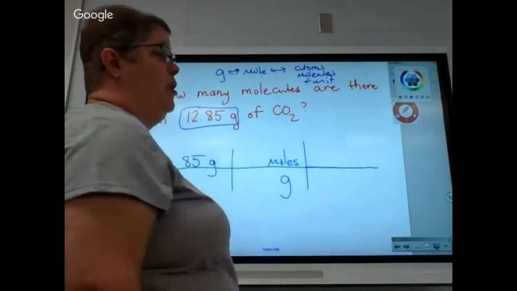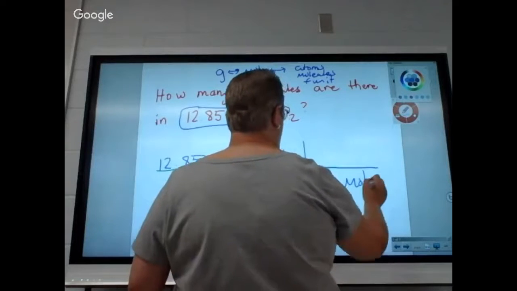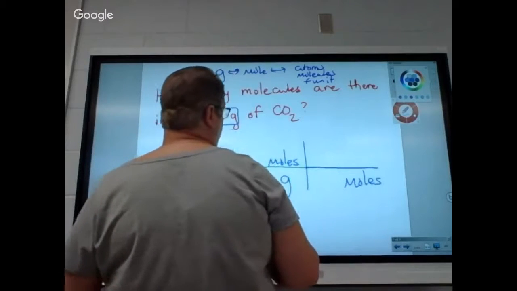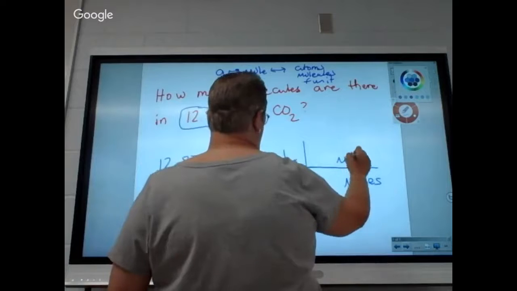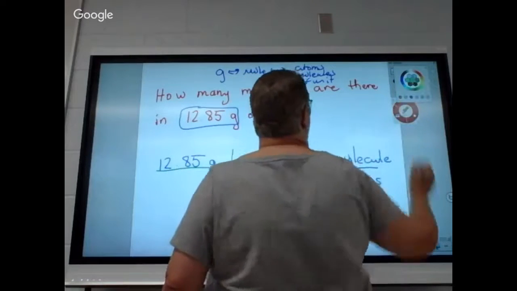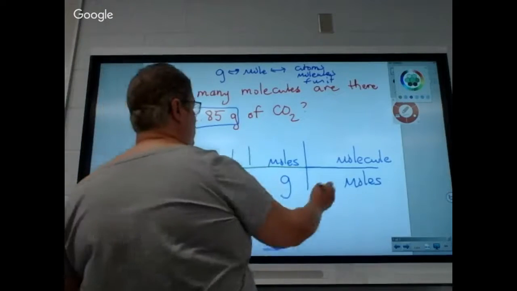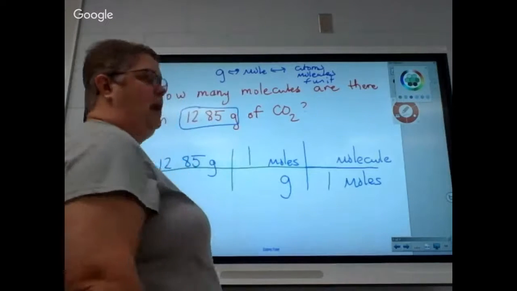So, what am I putting on the bottom? Moles. And from moles, I'm going to what? Molecules. Write molecule. Even though they work the same way, write molecules. It'll be the same thing and you'll get the same number, but write the right unit. What goes beside moles? Ones. What goes beside molecule?